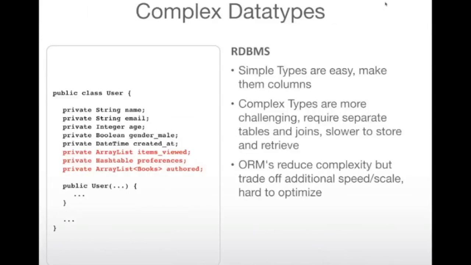So here's, furthering the theme we're talking about here, a user class, and in this user class we have simple data types and complex data types. ORMs are often used to make this a little bit easier for the programmer, but there is a trade-off with ORMs. The queries that you're going to be doing in relational systems with an ORM are much harder to optimize for speed. It's also slower to store and retrieve through ORMs. ORMs are not generally as performant as straight queries.